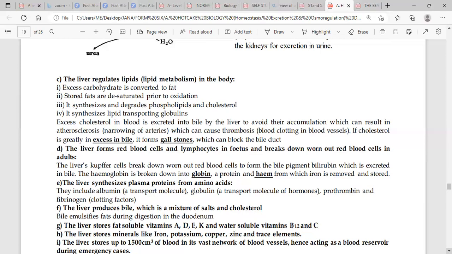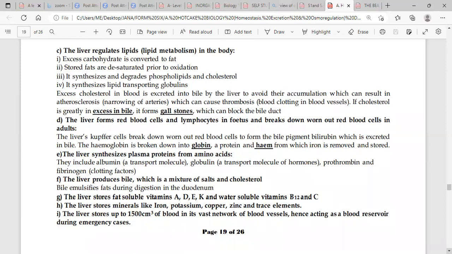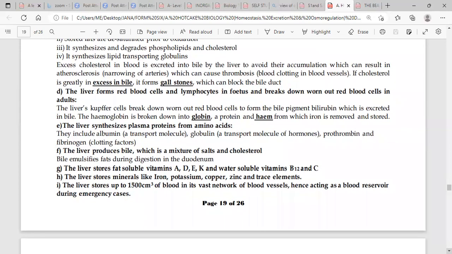The liver also produces bile, which is a mixture of salts and cholesterol. Bile emulsifies fats during digestion in the duodenum. The reason we don't have digestion of fats in the mouth and the stomach is because there is no bile to emulsify fats so that they can be easily digested. The liver also stores fat-soluble vitamins A, D, E, K, and water-soluble vitamins B12 and C. It also stores minerals like iron, potassium, copper, zinc, and trace elements.